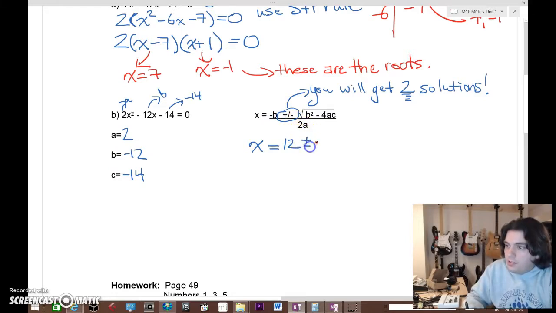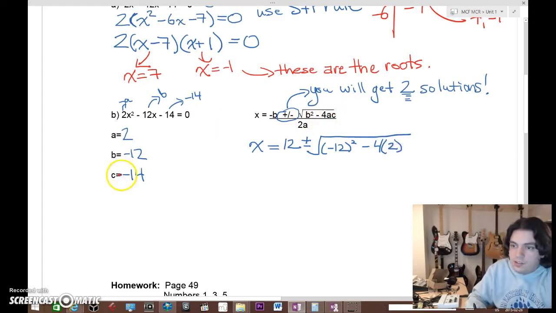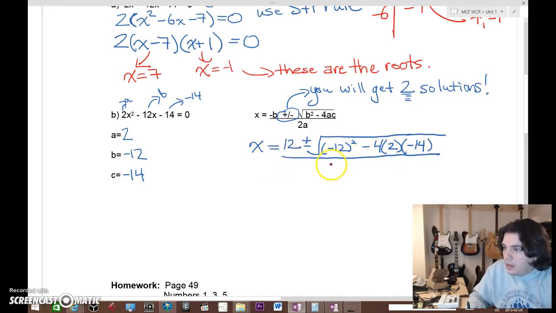And then plus or minus the square root of, and here we go, -12 squared minus 4. What's the a value? Well, a value is 2, so 4 times 2. And it's 4ac, so what's the c value? C is -14. So we put that in here. I'm going to extend that line. And we divide all of this by 2a. And remember that a is 2.